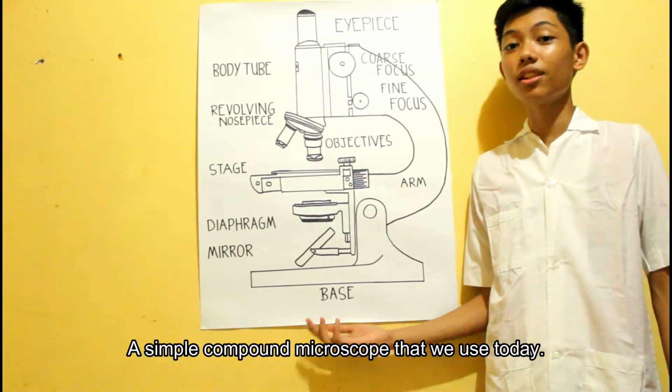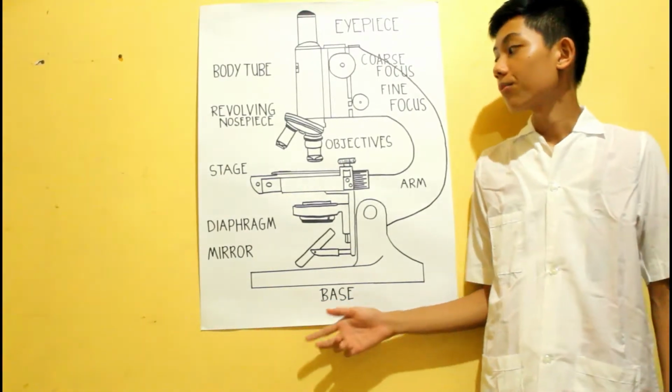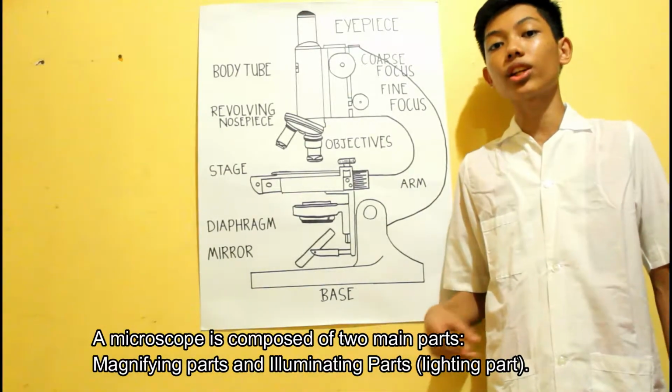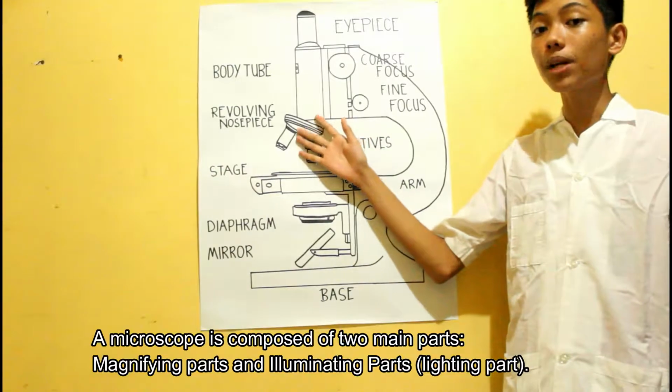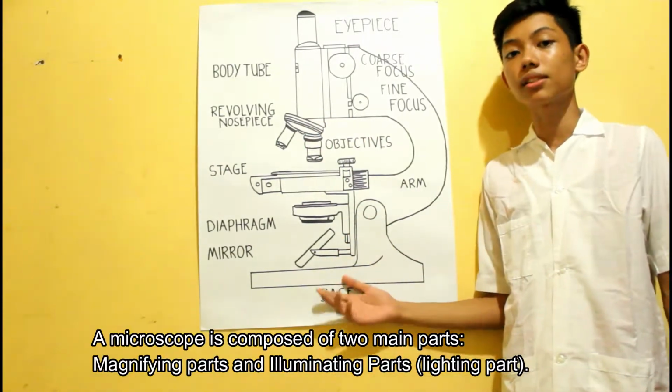This picture right here is a simple compound microscope that we use today. As you can see, the microscope is composed of at least two main parts. These are the magnifying parts and the illuminating parts, also known as the lighting parts.